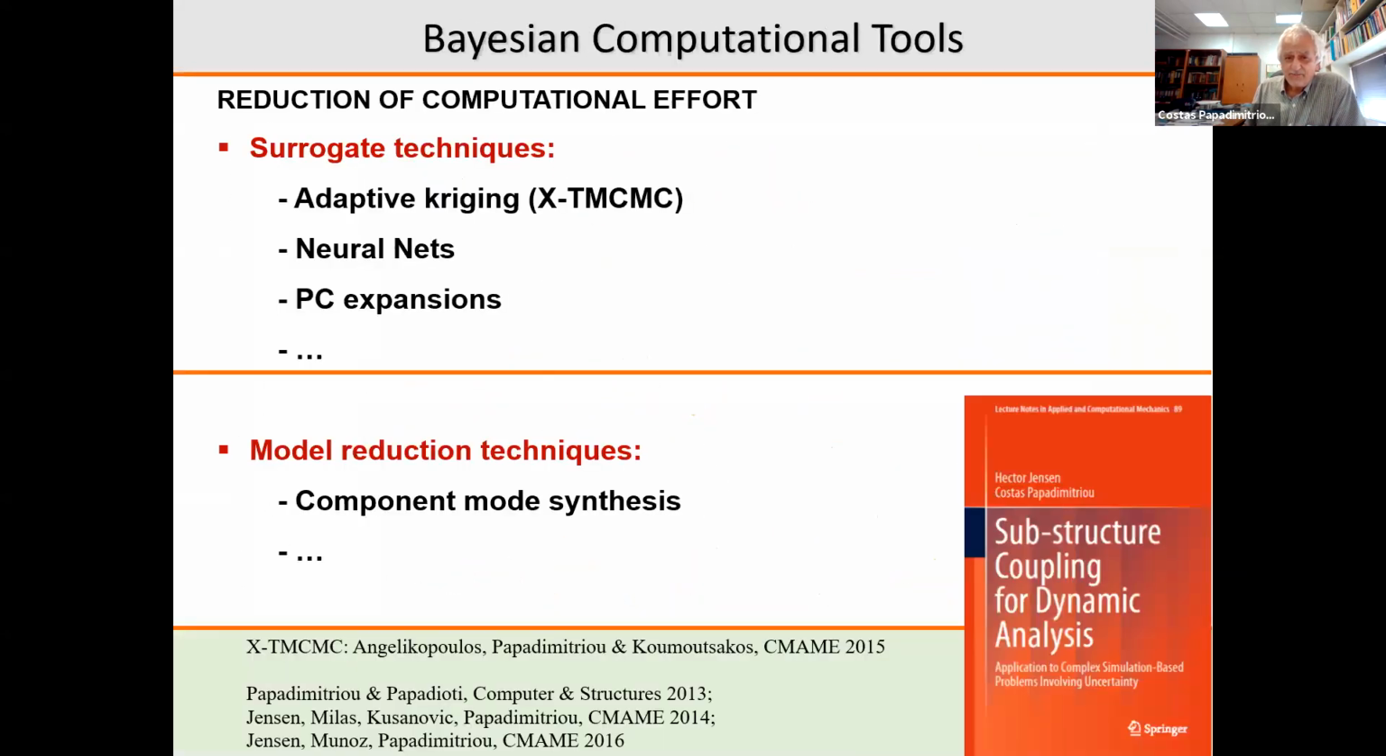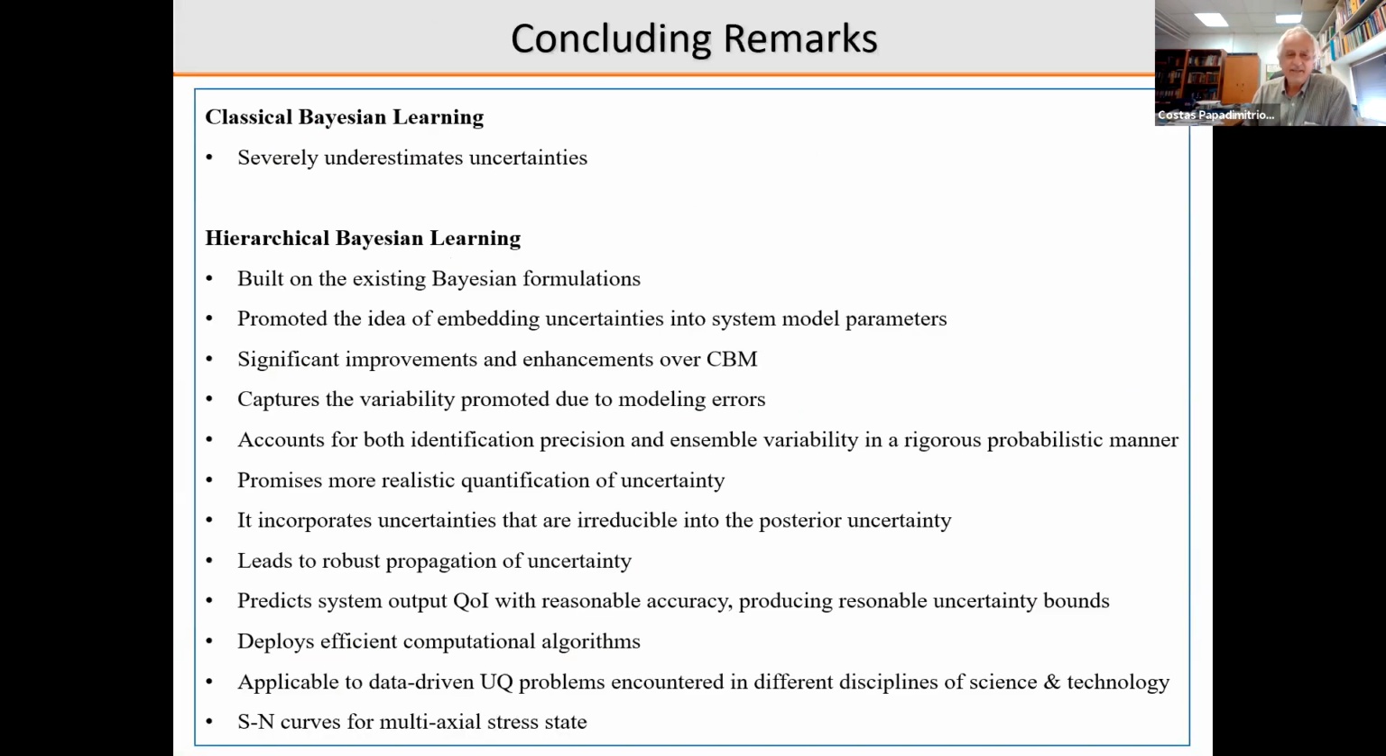So I'm going to skip all this. When you use these Bayesian computational tools and you have large models, you run into computational problems. You can use surrogate techniques. I just give you this slide to see that you can use different surrogate techniques or model reduction techniques, physics-based model reduction techniques. You can find details in these formulas to reduce substantially the computational effort if this is needed.